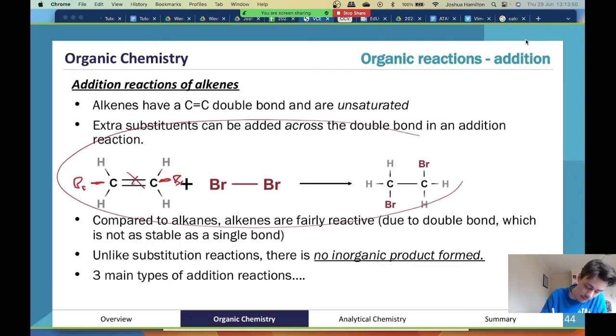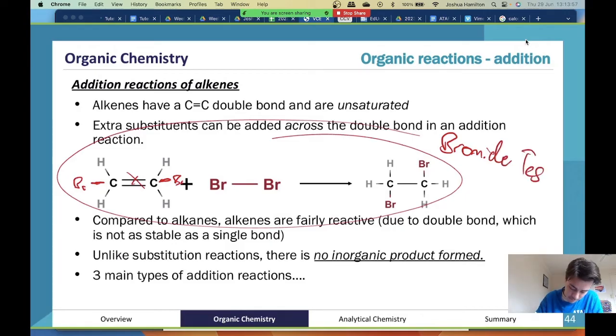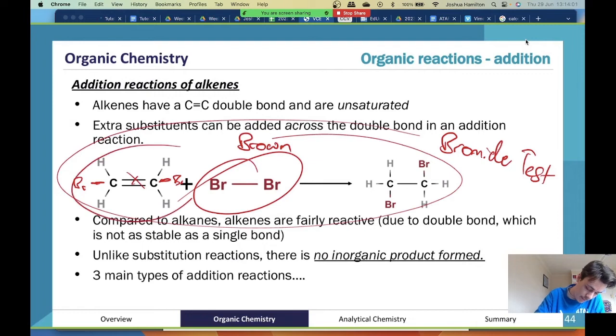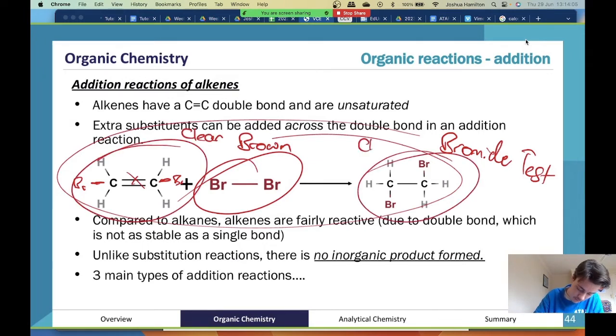I would also like to talk about this just very briefly. This is what we call a bromide test. This comes up pretty frequently. This as a liquid is brown. This as a liquid is clear. This as a liquid is also clear.